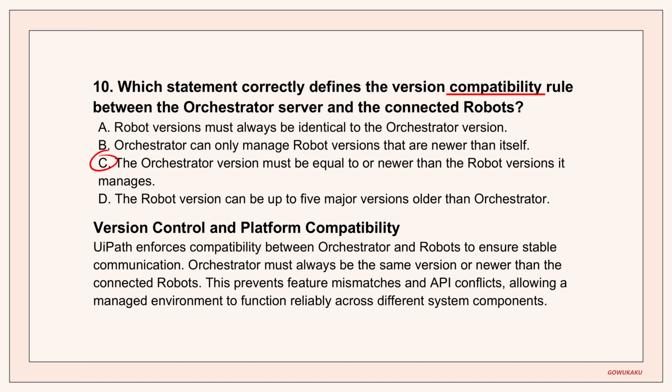Okay, equal to or newer. But why that strict one-way relationship? I mean, if I have a brand new robot, maybe with cool new features, why can't it talk to my slightly older orchestrator server, assuming that server is stable?